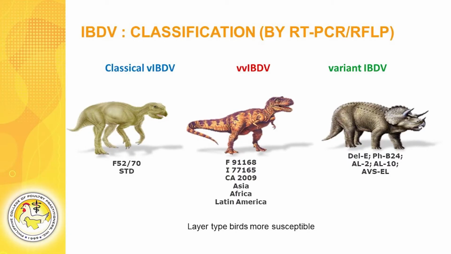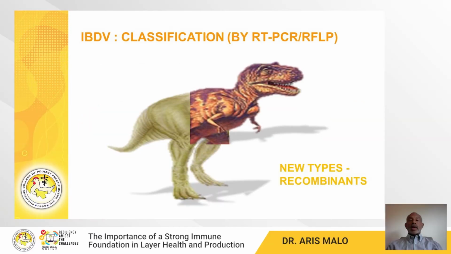Then talking about a third type of virus, these are the variant types identified also in the 80s in the United States, and they do not really cause clinical disease as such, but will cause a fast atrophy of the bursa of Fabricius, and as a consequence, the birds will suffer from immunosuppression.